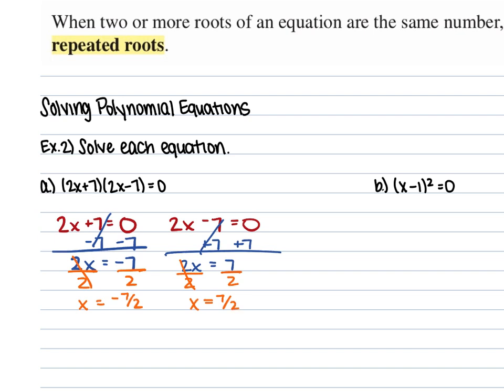Now you can leave these two separate like this and just give that x is equal to negative 7 over 2 as well as x is equal to 7 over 2. Or you can rewrite it to where x is equal to plus or minus 7 over 2. When you do it this way, it's just representing that you have the positive of 7 over 2, that's an answer, as well as a negative 7 over 2, that's an answer.